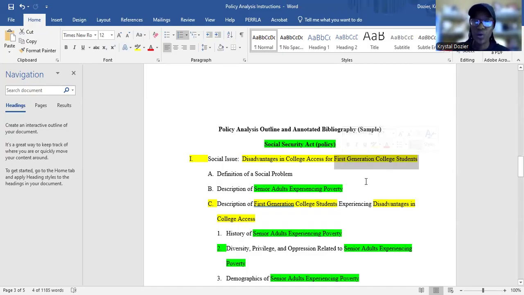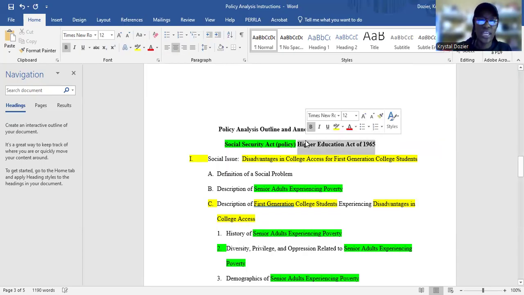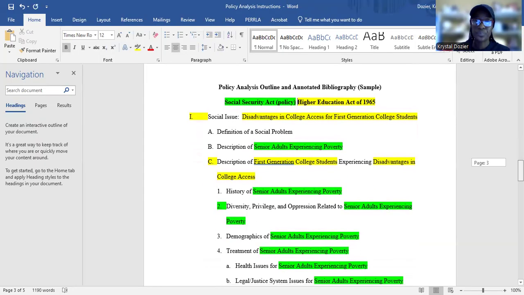And so as you go looking at these, my apologies, I jumped ahead. Higher Education Act of 1965. And so I'm making in yellow the changes that I am making for my paper, right? So I'm not doing the Social Security Act. My act is Higher Education Act of 1965. And so we see that's how I'm changing. So you would be doing the same things.